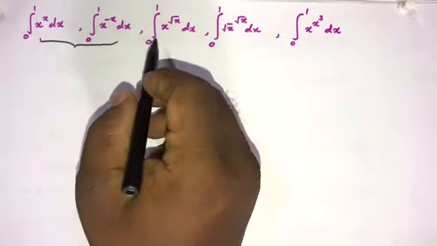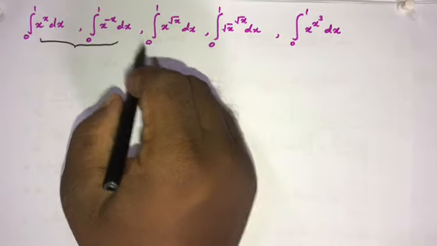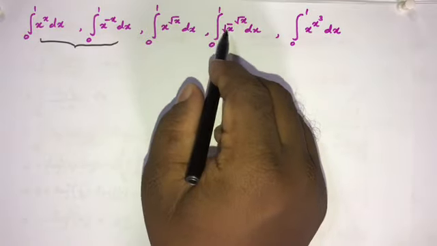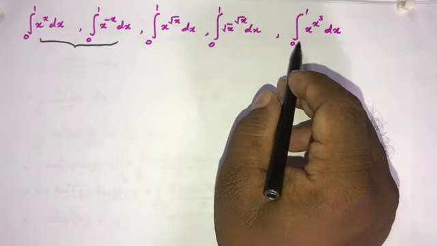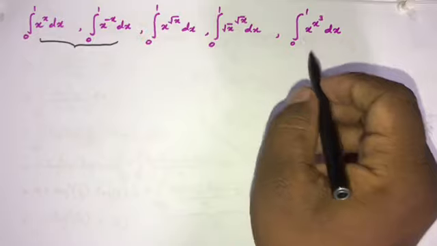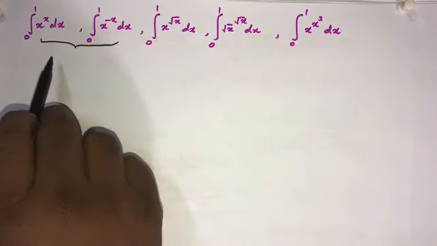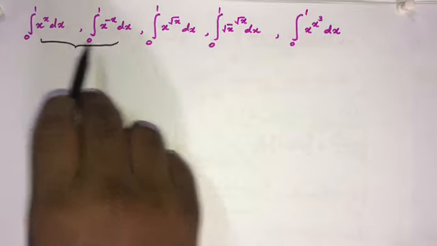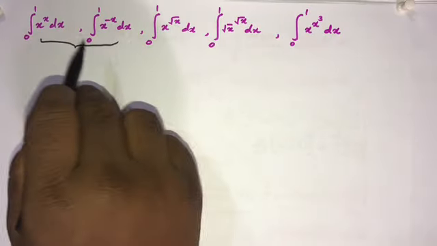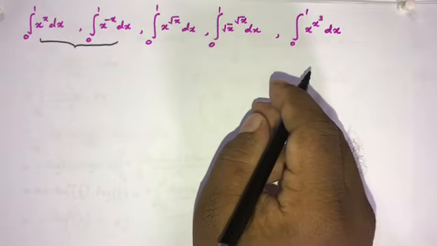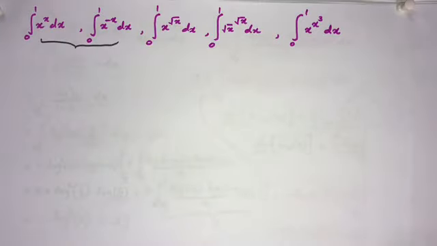Here the next one: integral from 0 to 1 of x to the square root of x, that is, x raised to the square root of x. And here, integral from 0 to 1 of x raised to the x raised to the 3. We know these integrals are all the same type of integrals, so if we evaluate the general case, we can easily integrate all of these integrals.